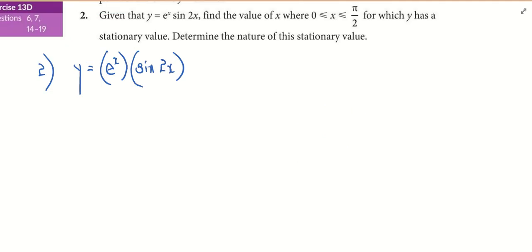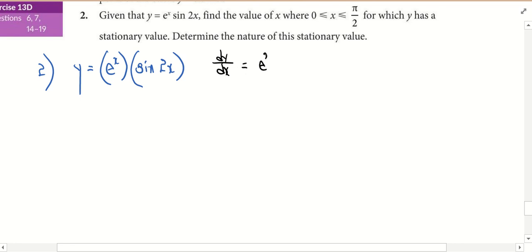Again, for question 2, I need to apply the product rule for finding the first derivative. Differentiate the first, keep the second. Differentiate the second, keep the first. Do you all get this answer? It should look something like that.